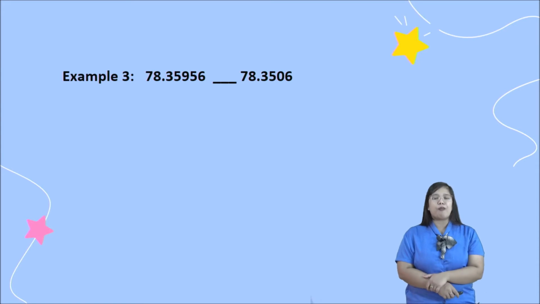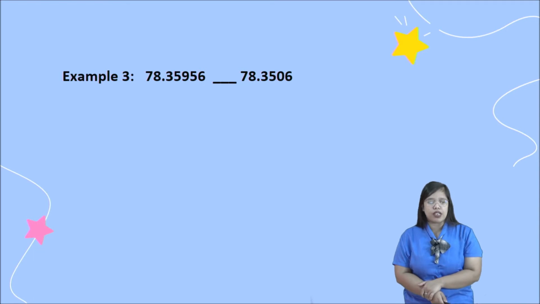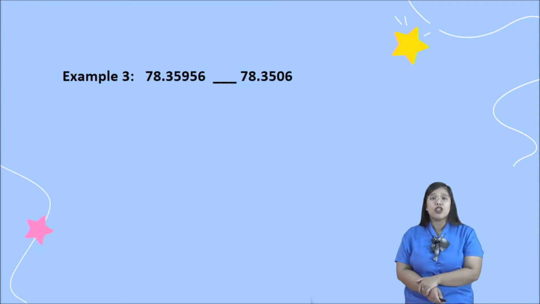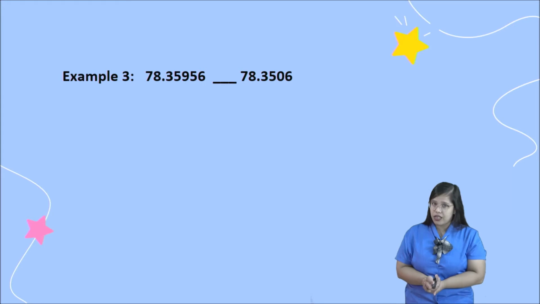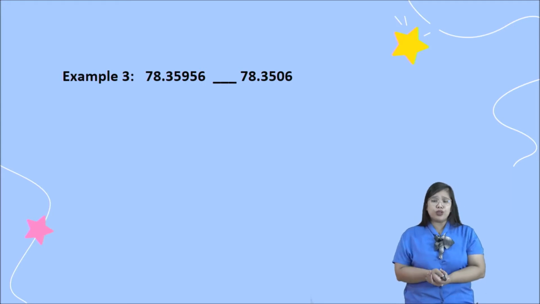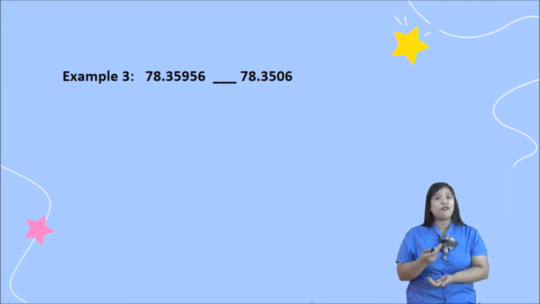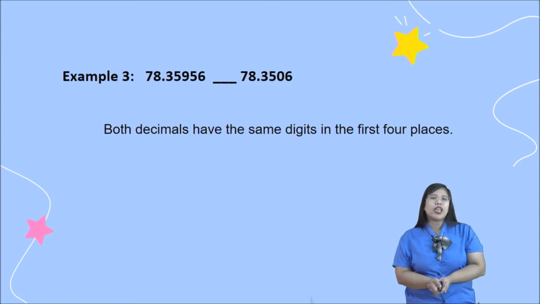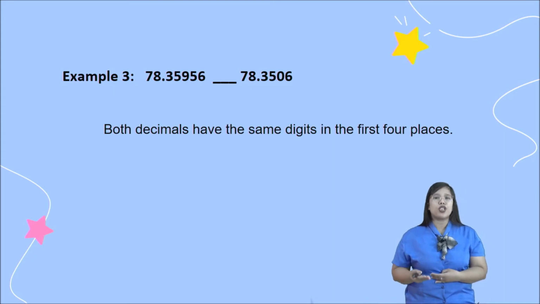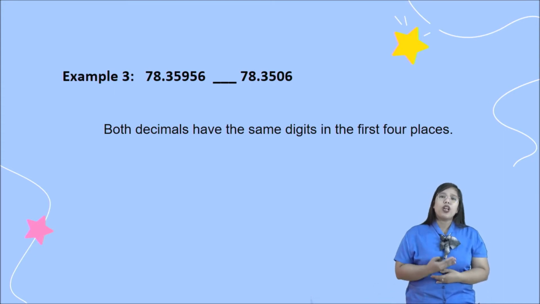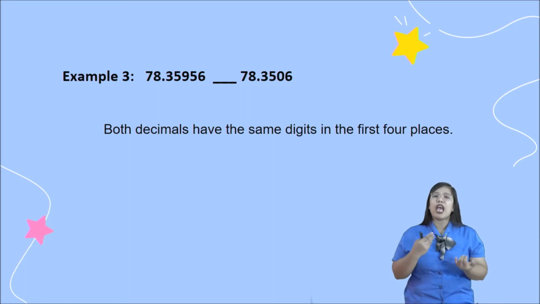For the third example, we have 78 and 35,956,000 blank 78 and 3,516,000. So what symbol will we use? Again, we need to observe them first. As you can see now, both decimals have the same digits in the first 4 places. What are these first 4 places? We have 78 and 35 hundredths.